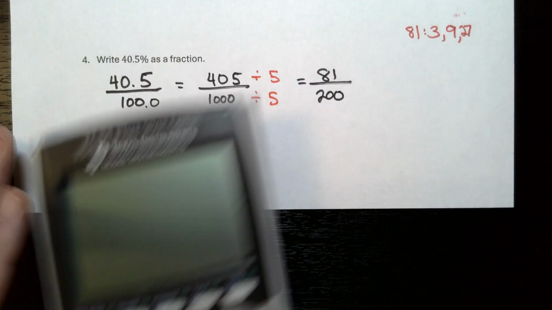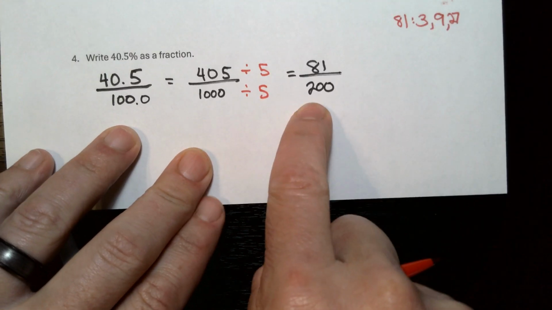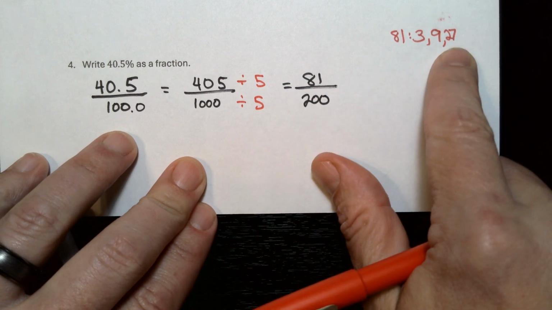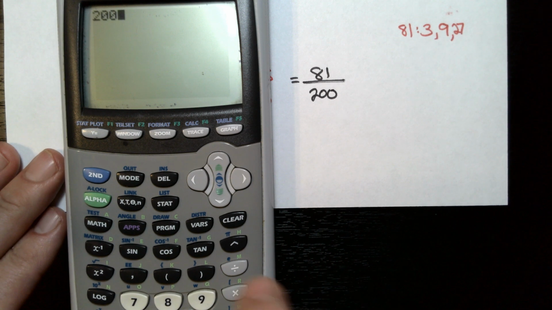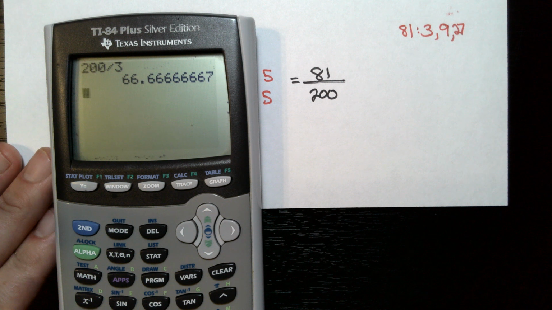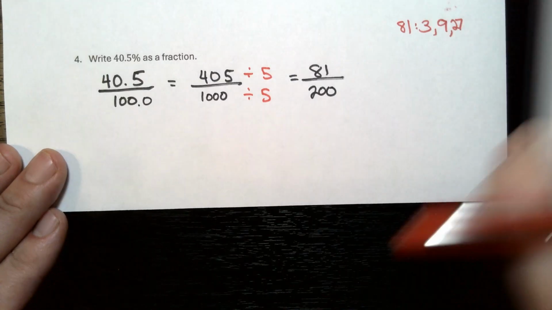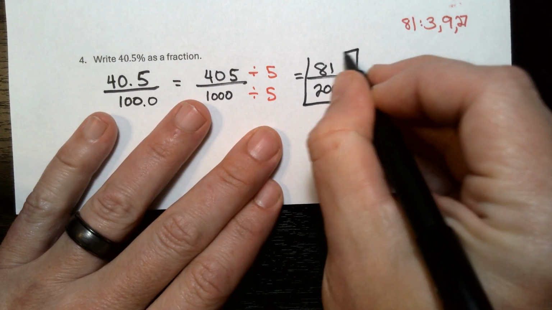Okay, so does any of these numbers divide evenly into 200? Remember, 200's even. These things are all odd. Doesn't mean it won't work, but just keep that in mind. I don't think any of those numbers are going to go evenly into this. So let's try real quick. Divide by 3. That doesn't go in evenly. 200 divided by 9. That doesn't go in evenly. And 200 divided by 27 also doesn't go in evenly. So this is the final answer. It's as reduced as you can get it.